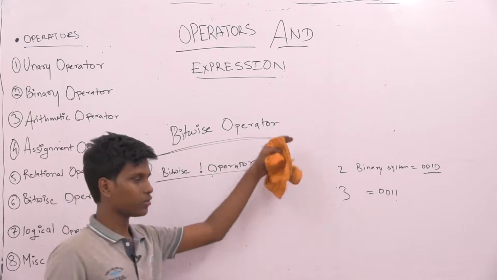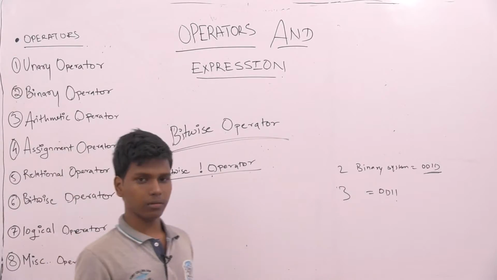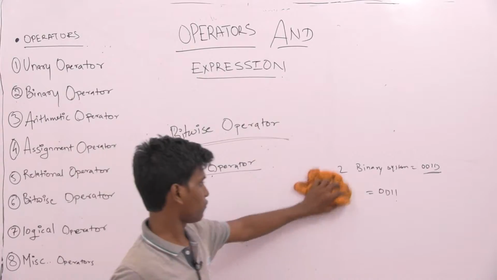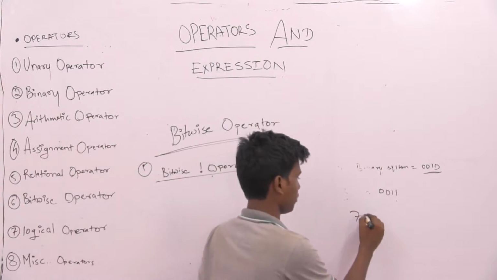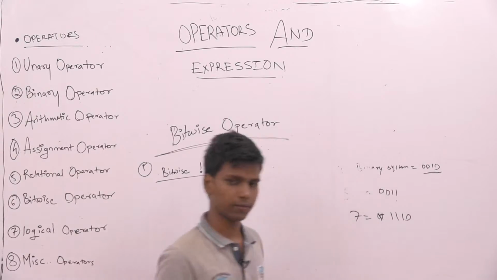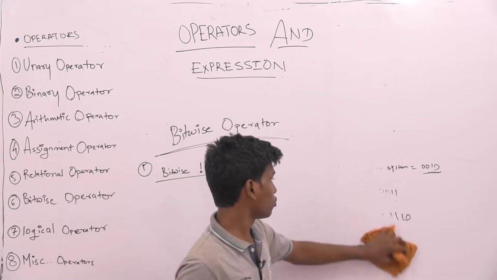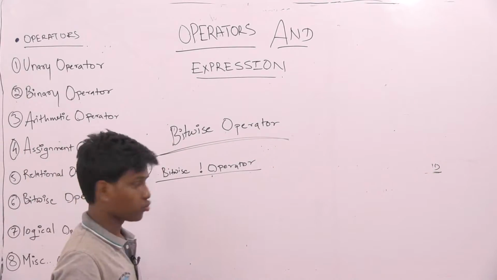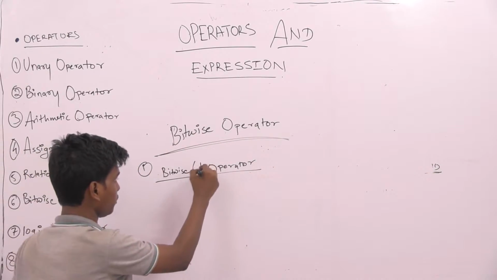So there are many others: 4, 5, 6, 7, and others are also written in the binary system. Like 7 is written as 1 1 1, like that. Got it? So the first type is the bitwise not operator.